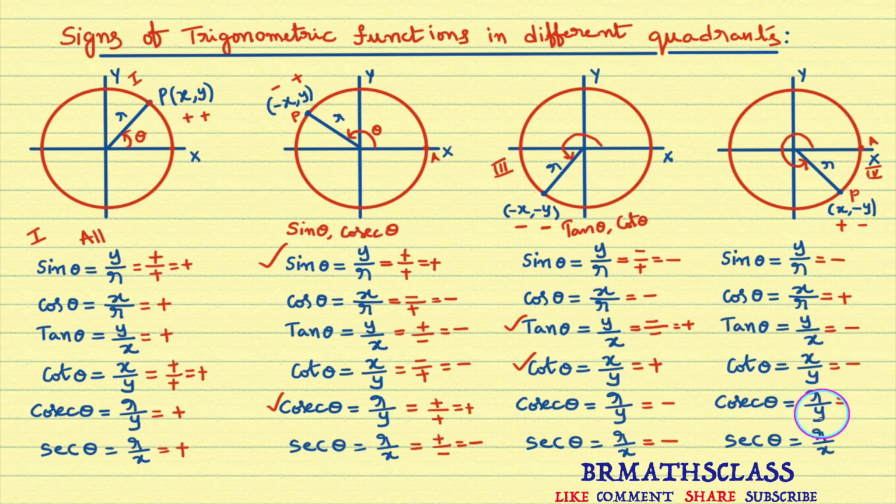Cosecant theta, r by y. R is positive, y is negative in the fourth quadrant. So, positive divided by negative is negative. Here secant theta, r is positive, x is positive. Positive by positive, positive. You can observe here, cos theta, secant theta are positive in the fourth quadrant. Remaining all trigonometric functions are negative. So, in the fourth quadrant, what are positive? Cos theta is positive and secant theta is positive and remaining all trigonometric functions are negative.